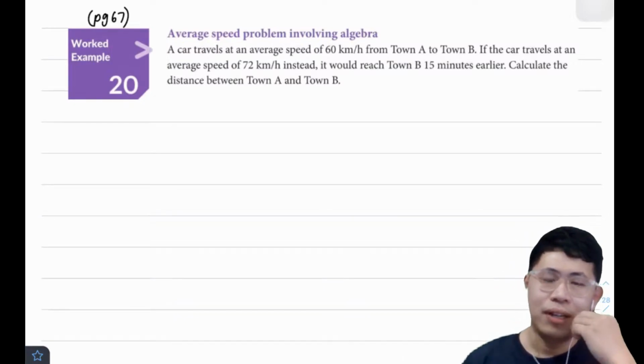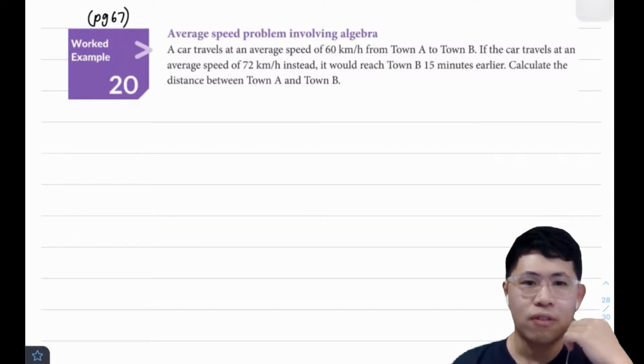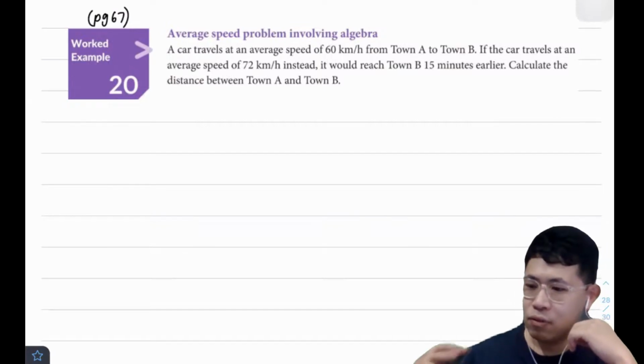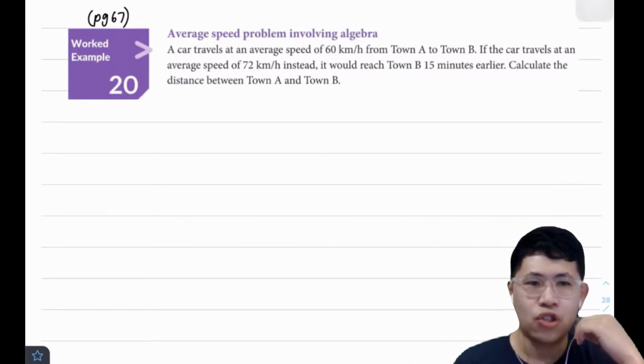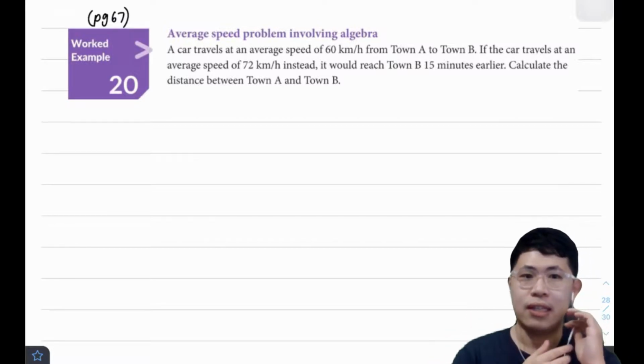Okay, hi everyone. In this video, we're going to look at speed, but we're going to make use of some algebra to help us do some problem solving. The process involves forming equations using algebra, and we will need to solve for certain unknowns.